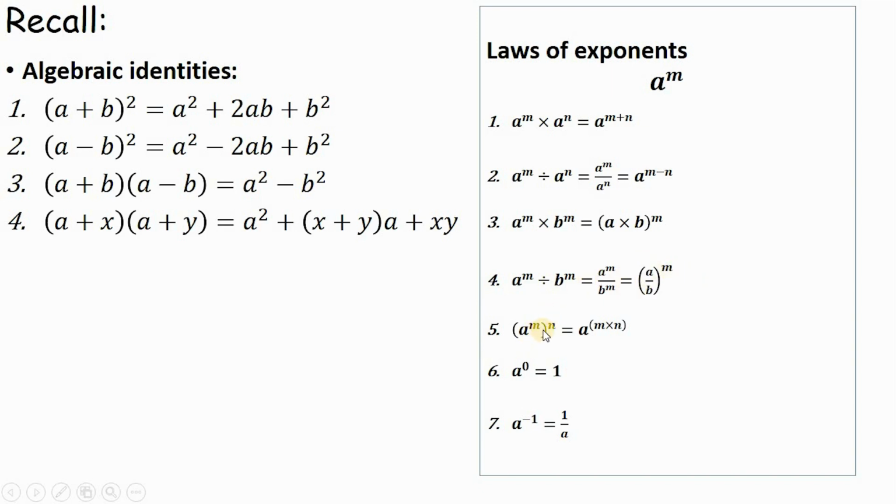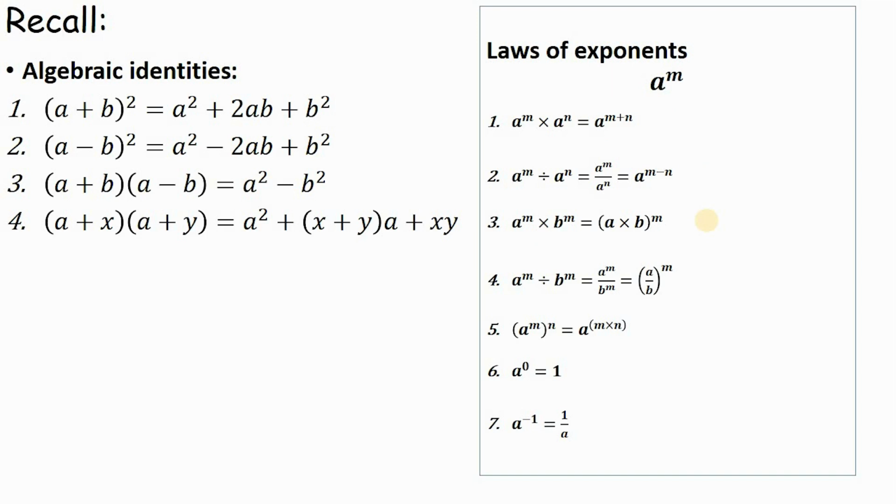When we have a power over a power, we multiply the 2 powers. The 6th law is if any number is raised to the power 0, then the value is always 1. And the 7th one is a raised to power minus 1 is equal to 1 by a. Now these are some of the important algebraic identities and laws of exponents that will be very useful in the 4th part of the chapter.